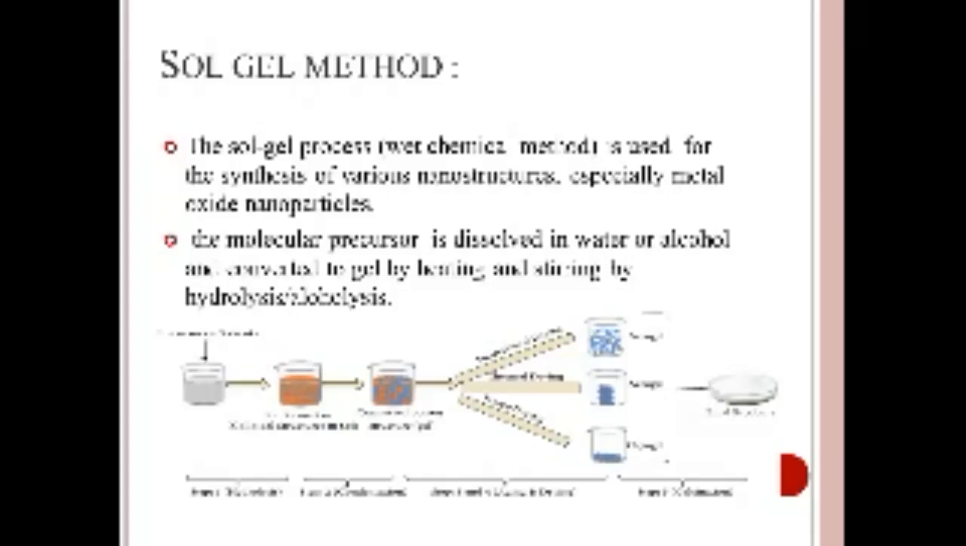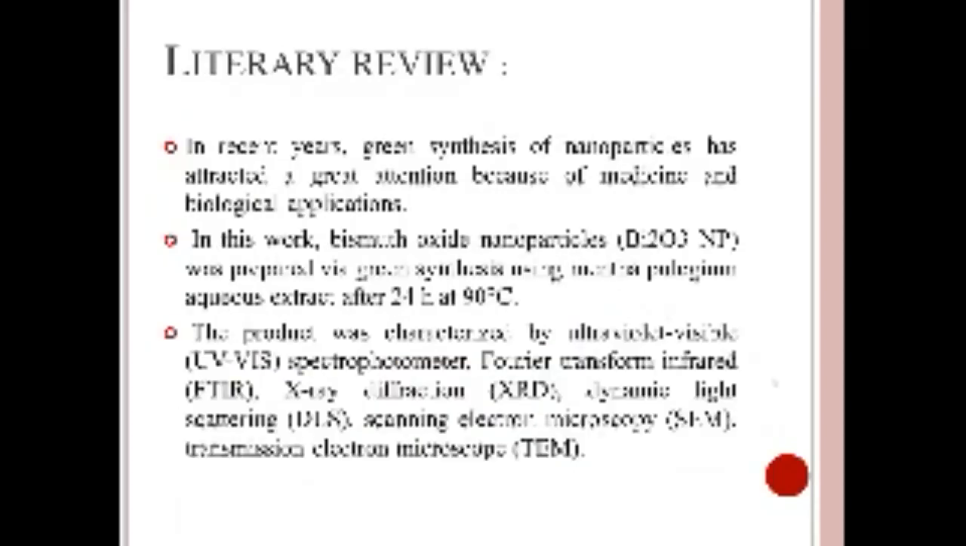Bismuth oxide nanoparticles were prepared by this Sol-Gel method, and the overall process basically involves three steps. First is the formation of homogeneous sol. Second is the formation of gel. And third is the decomposition of the gel to obtain the raw powder. And then the nanocrystalline materials were obtained after calcinating the powder at 500 degrees Celsius. Now we will talk about the literature review.